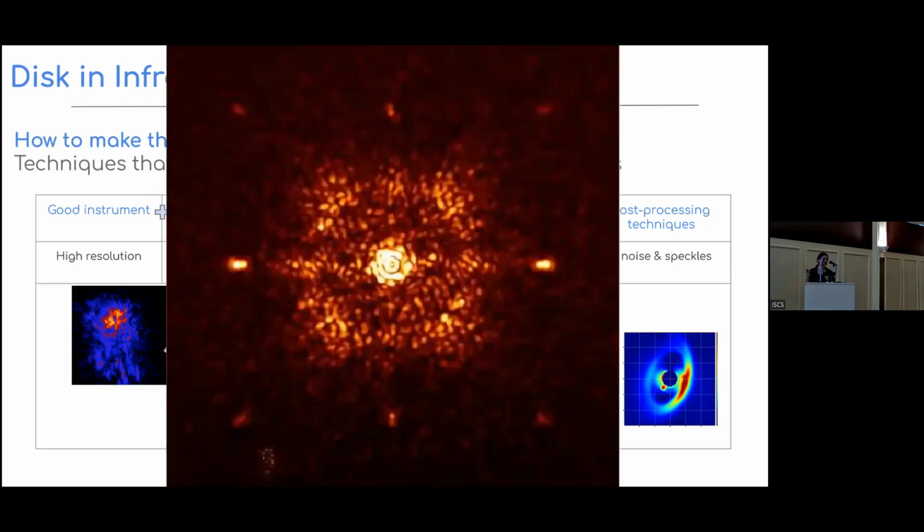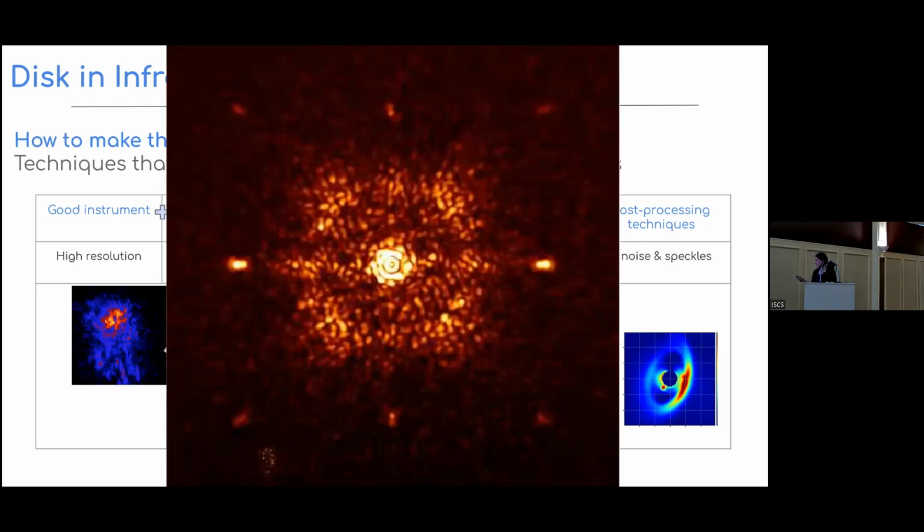The problem is that the instrument is not perfect, and the images will be corrupted by what we call speckles. Basically, those are stellar light leakages that come from the imperfection of the instrument, and they can be as bright or brighter than the signal of interest. So we will need to remove them if we want to discover planets or disks.